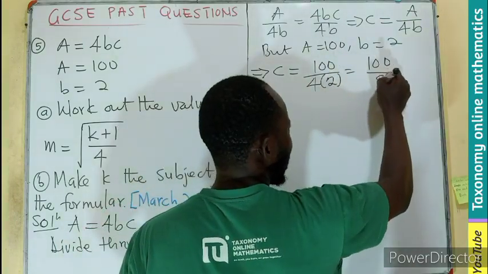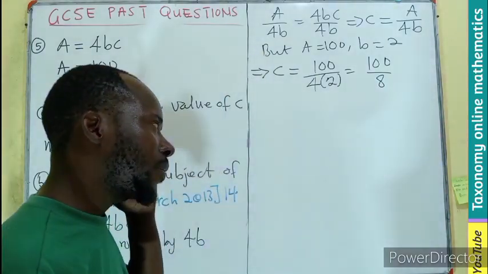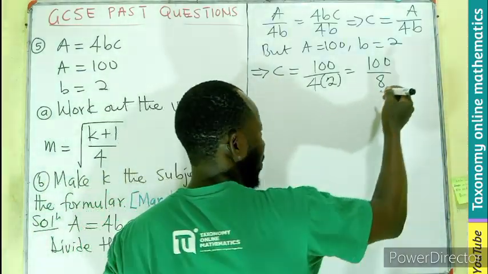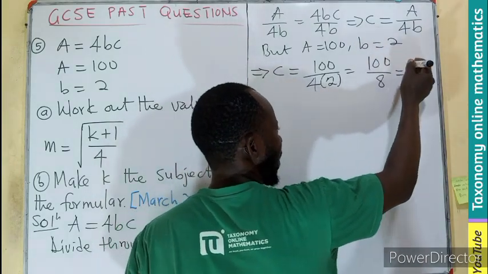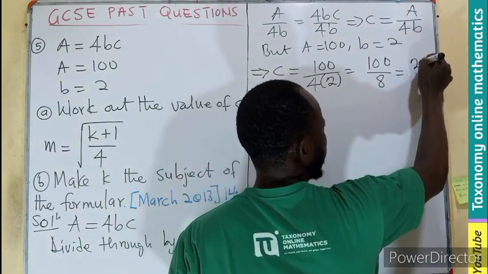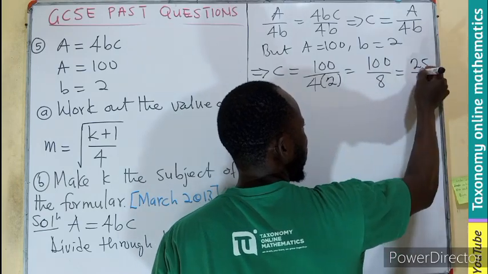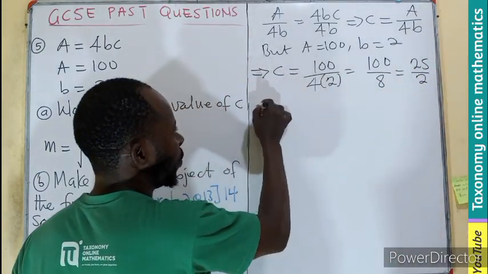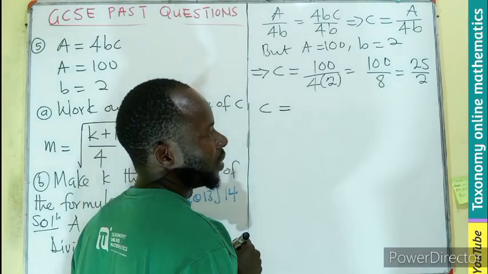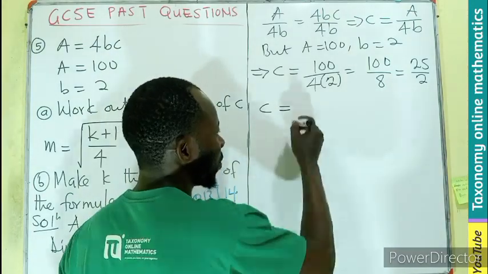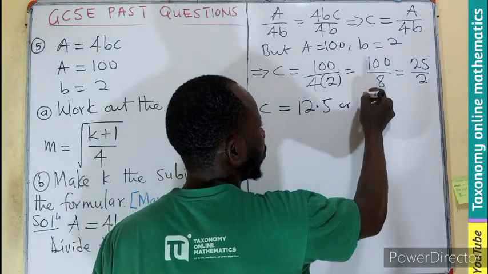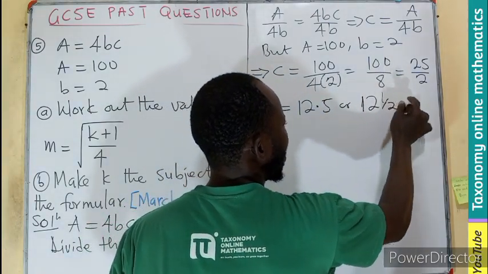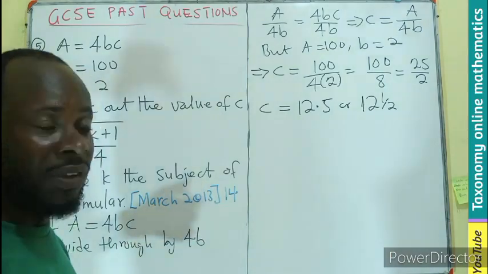Or let's just say we have 8. If I take 8, 4 is going there, giving us 25, and 4 is going here, 2. I believe you know C will be giving us 12 and a half, right? So we have 12.5, or 12 whole number 1 out of 2, for the value of C.